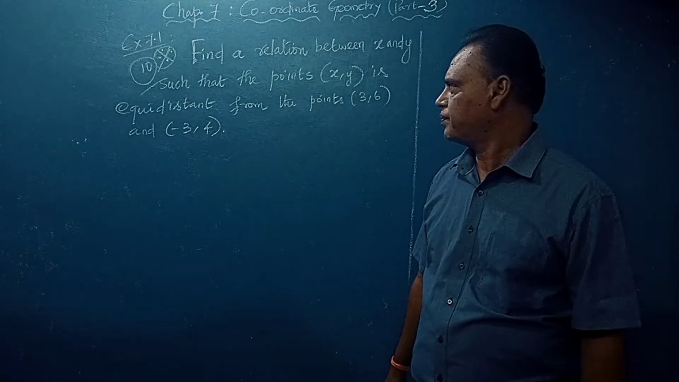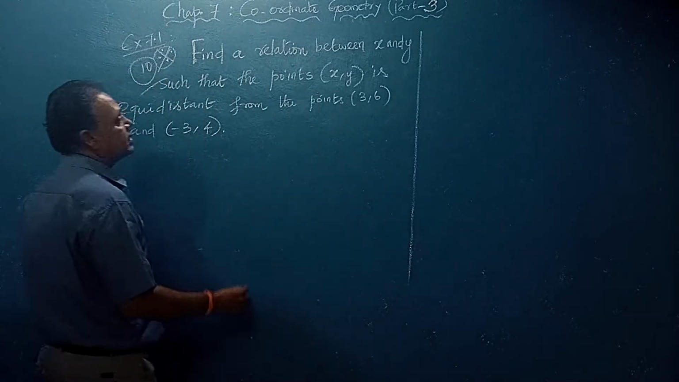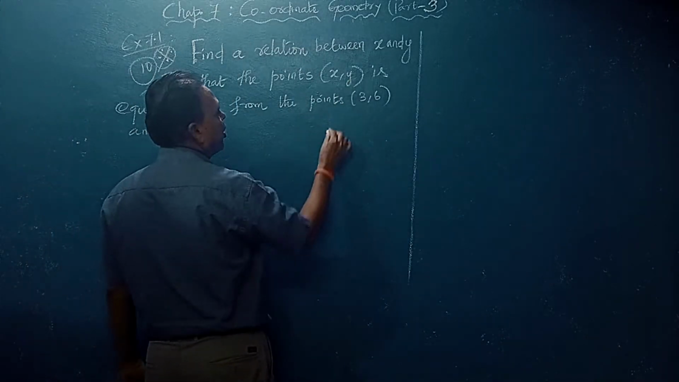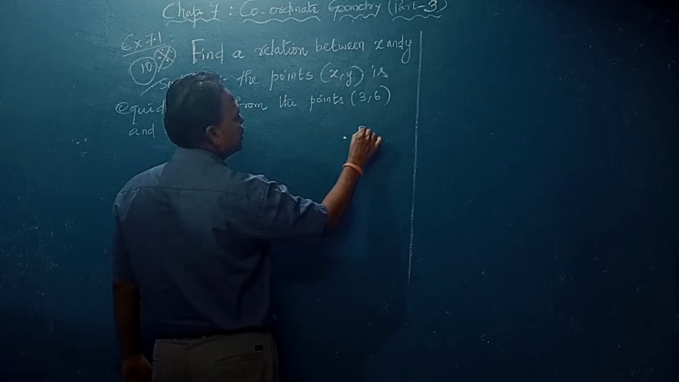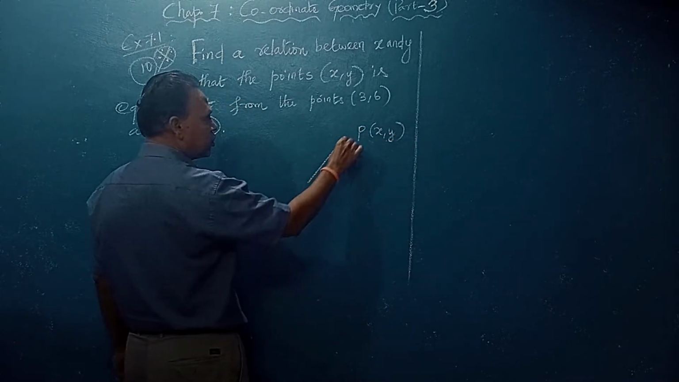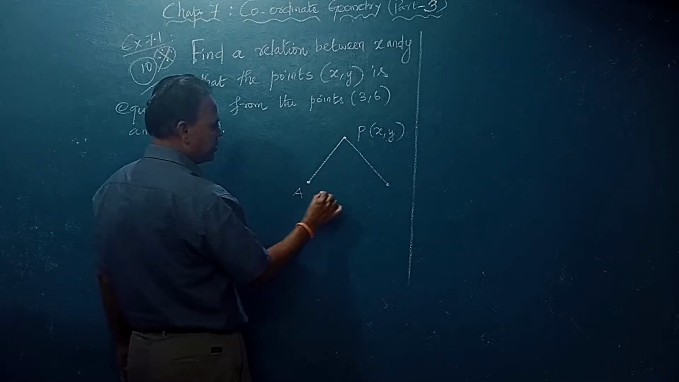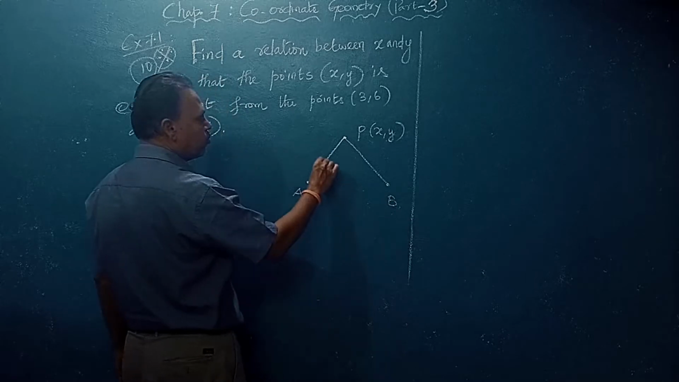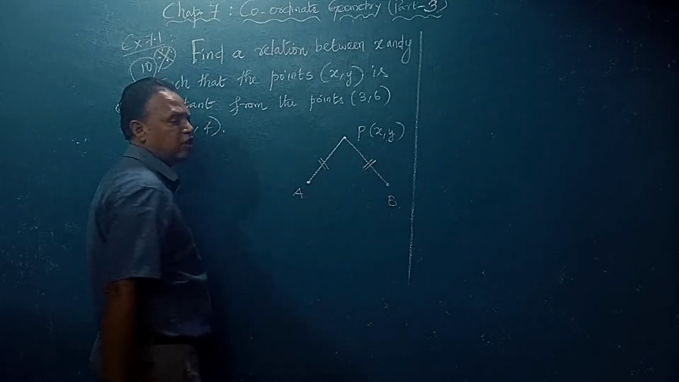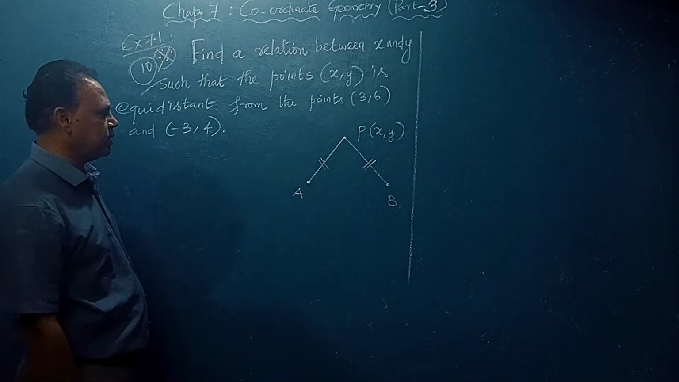So now you see, this is the required point. You take it as P(x, y). From this point, you have two given points, A and B. Both are at equal distance, and equidistant means AP equals BP.